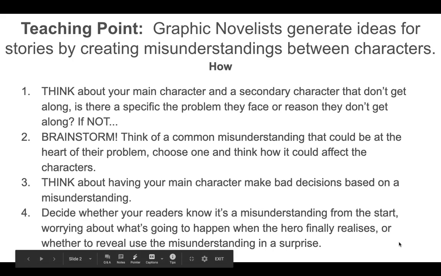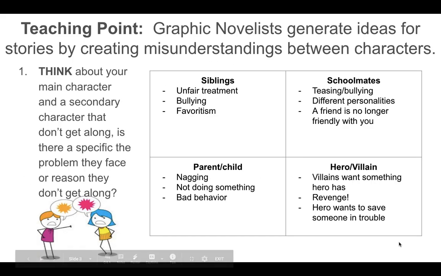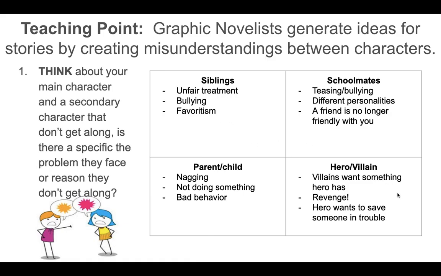So let's get started. First of all, we need to think about your main character and a secondary character that don't get along, and whether there's a specific problem they're facing or a reason they don't get along. So here are some really common groupings of characters. Maybe you have a story that has siblings, maybe an older brother, younger sister, younger brother, something like that. Maybe they're twins, I don't know. Here are some common problems that they might face: unfair treatment, bullying, or favoritism.